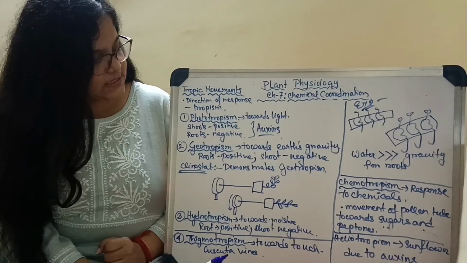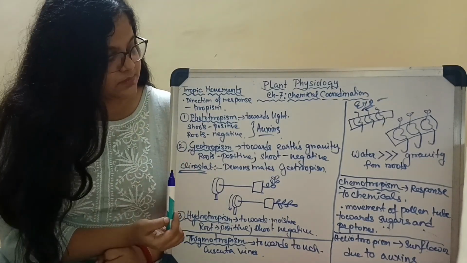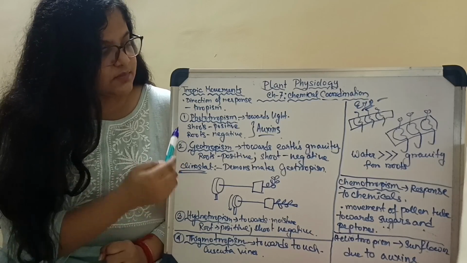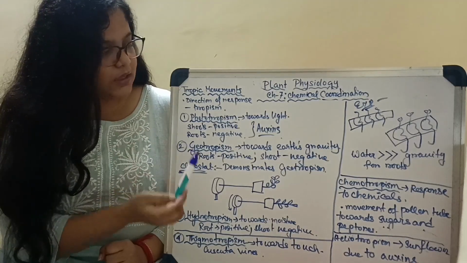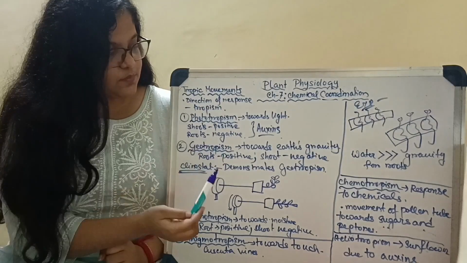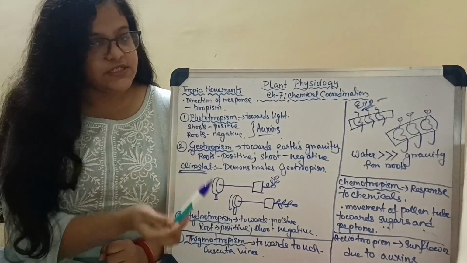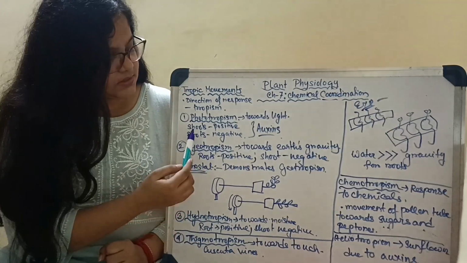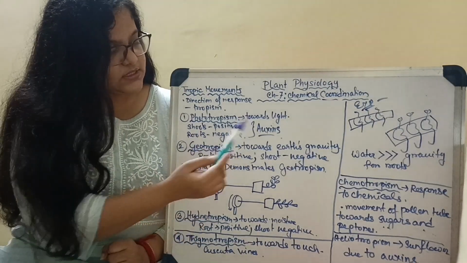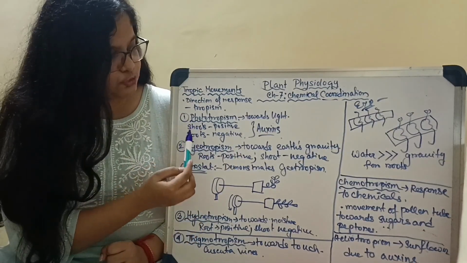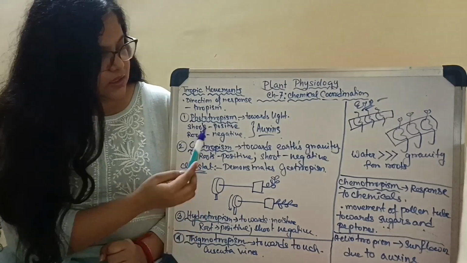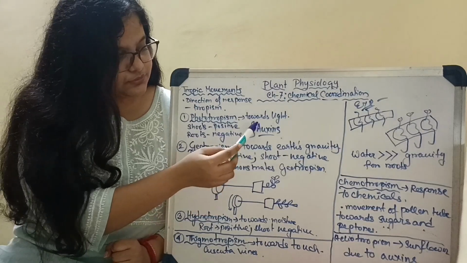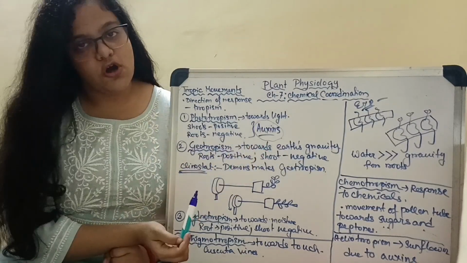Okay. Now first let us discuss phototropism. Now what is phototropism? Phototropism is the movement of the parts of the plant as a response to the stimulus, and that stimulus is light. Okay, light or sunlight. So the movement of the plant towards the sunlight is known as phototropism. Now why does this occur? This occurs due to the presence of the auxins.